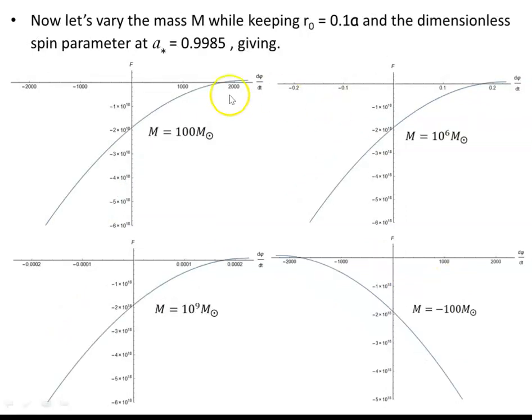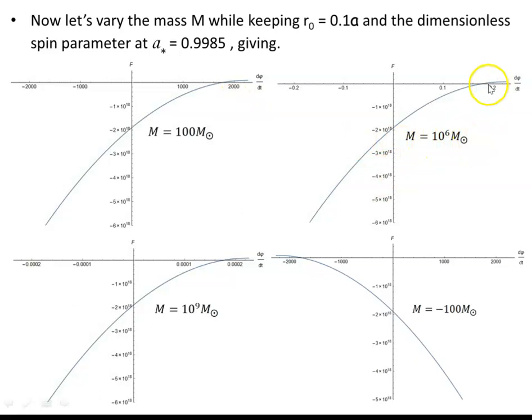Now, an interesting one, we're going to vary the mass. I'm varying the mass, so I shouldn't have referred to the 21.2. Here's a 100 solar mass black hole with R0 as 0.1A and A star as 0.9985. For most of the values, f is negative, so we have time-like curves there, as we expect.